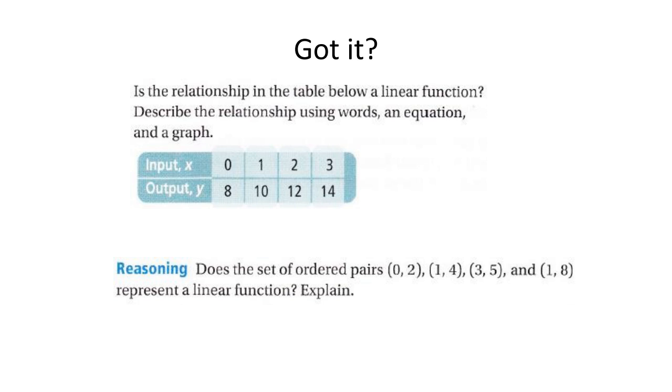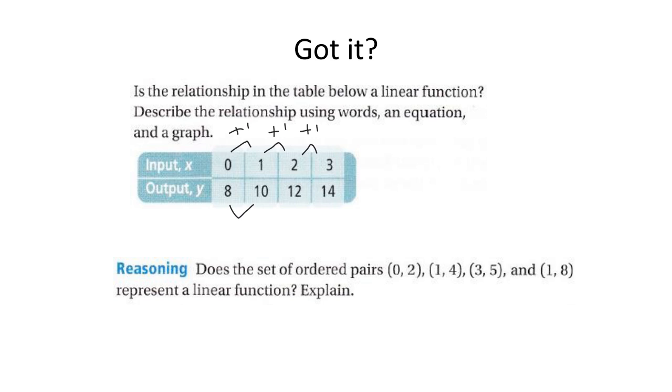Is the relationship in the table below a linear function? Describe the relationship using words, an equation, and a graph. So let's look at our input. Here we're shown that if we start out at 0 for our x, our output is going to be 8. We can see that our x's are increasing by 1, and that's pretty constant. So we know that our independent variable x is going to increase by 1 each time.